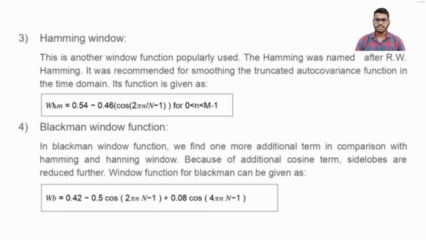Fourth is Blackman window function. In Blackman window function, we find one more additional term in comparison with Hamming and Hanning window. Because of the additional cosine term, side lobes are reduced further. Window function for Blackman can be given as w_b(n) equal to 0.42 minus 0.5 cos of 2 pi n upon N minus 1 plus 0.08 cos of 4 pi n upon N minus 1.